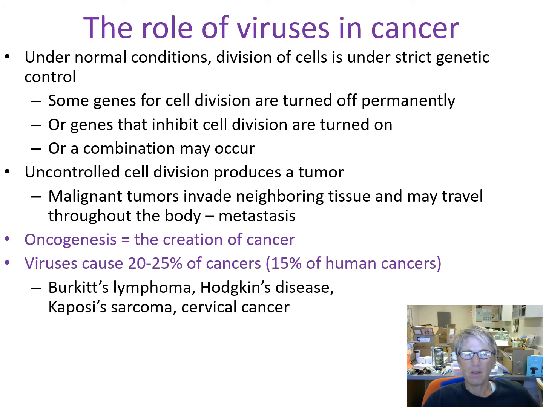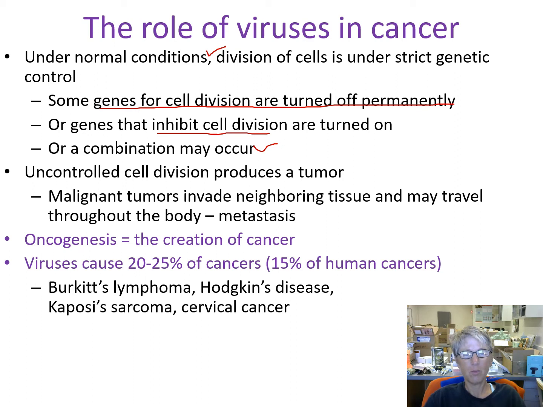Okay, what about viruses in cancer? You probably know that cancer is just an uncontrolled proliferation of cells. So under normal conditions, non-cancerous conditions, divisions of your cells, say for example the cells in your GI tract that you have to grow and divide all the time, that division is under strict genetic control. In our bodies, some genes for cell division are turned off permanently. That's like some of our neurons. Or you can have genes that inhibit cell division turned on, so cells don't divide. You can have a combination of the two.